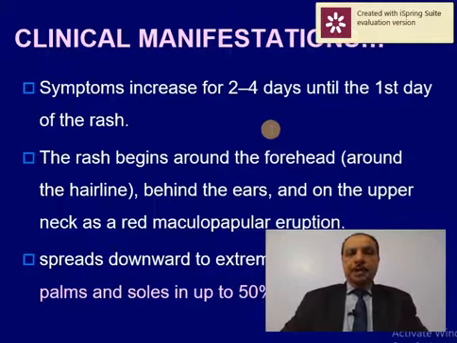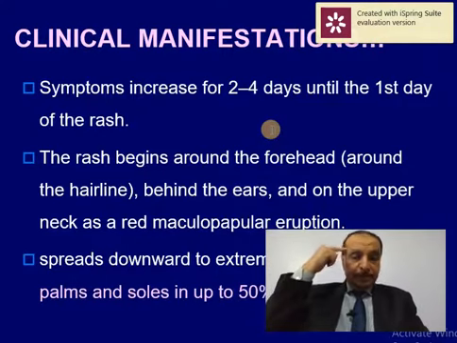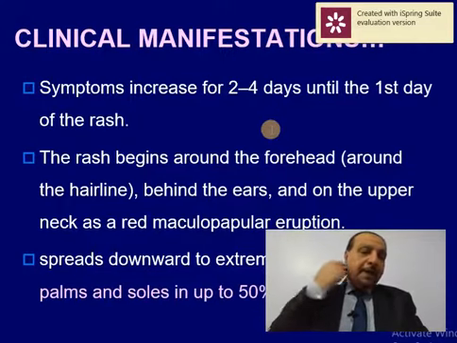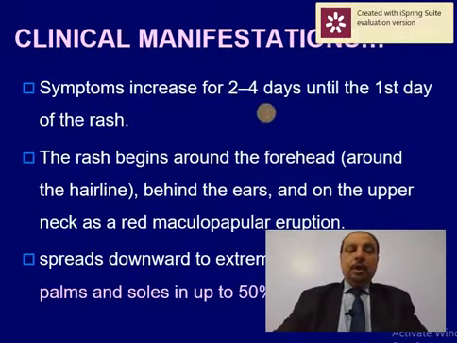The rash begins around the forehead first, around the hairline, then behind the ears, and on the upper neck as a red maculopapular rash. After that, it spreads downward to the extremities, reaching the palms and soles in up to 50% of cases.